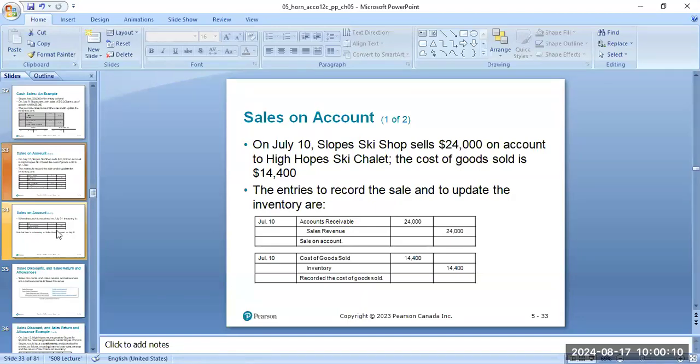What that means is that we have to prepare two entries. First, debit accounts receivable, since we're not collecting cash. Credit sales revenue, 24,000. And then we have to show the cost of goods sold and reduce our inventory for the amount of the cost of the goods we just sold. So that will be 14,400 debit cost of goods sold, and credit inventory to reduce the inventory by 14,400. At this point, we can see exactly how much our gross margin is, and it should be $9,600 right there.